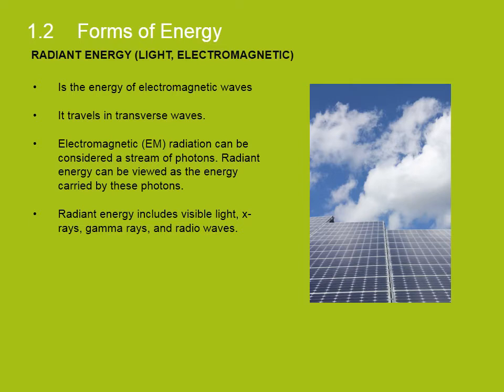Radiant energy is electromagnetic energy that travels in transverse waves. Electromagnetic or EM radiation can be considered a stream of photons, and radiant energy can be viewed as the energy carried by these photons. Radiant energy includes visible light, X-rays, gamma rays, and radio waves. Sunshine is considered radiant energy, which provides the fuel and warmth that makes life on Earth possible.